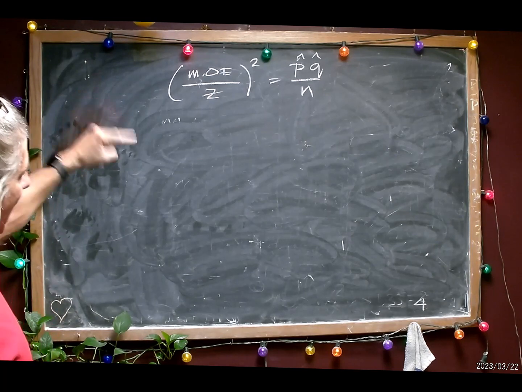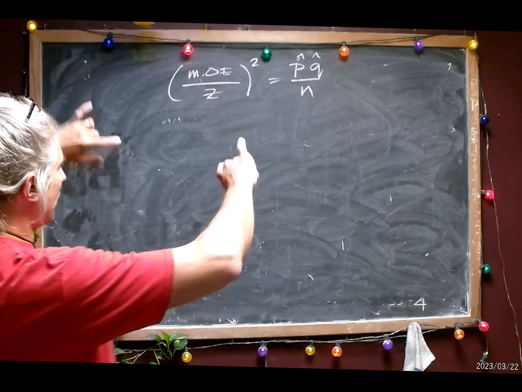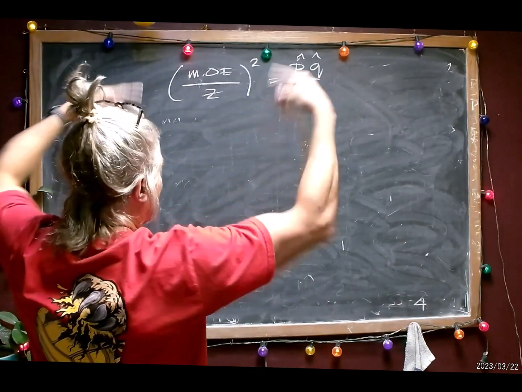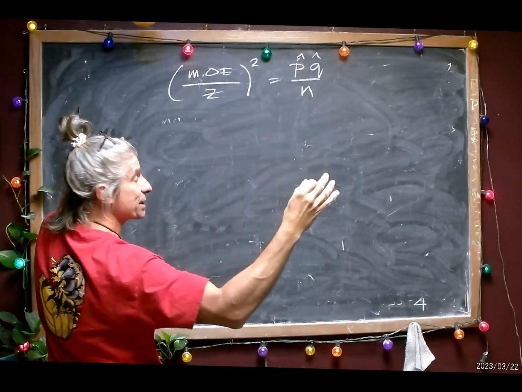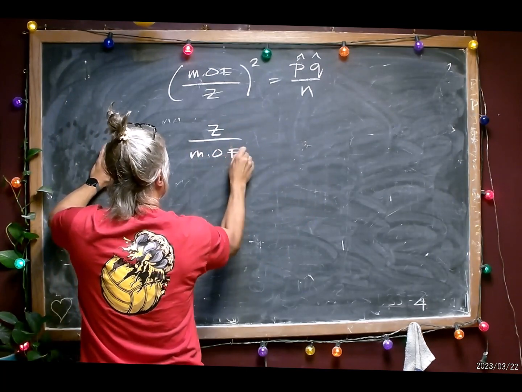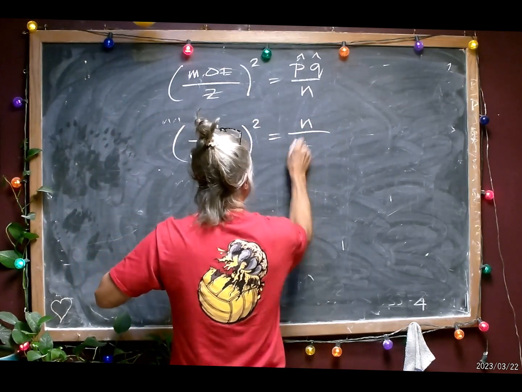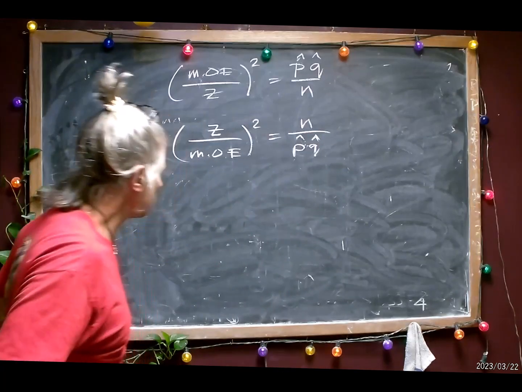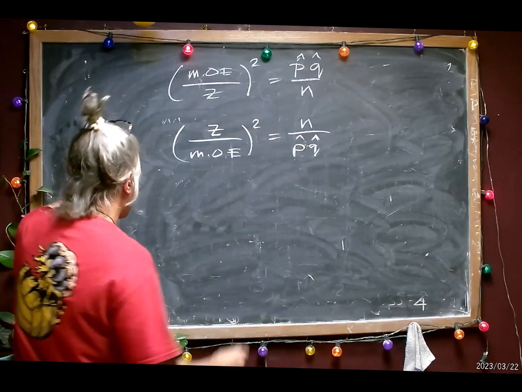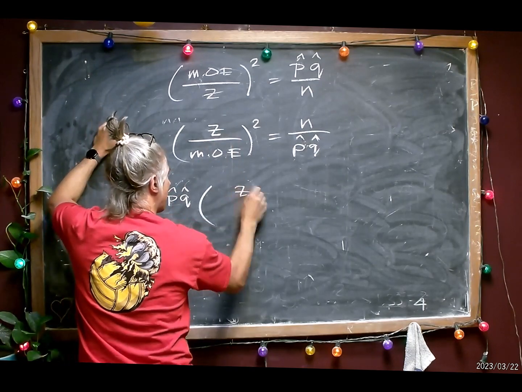So n's in the denominator. I'm going to use an old school algebra skill that if you have a proportion, which is what we've got right here, you've got a fraction equal to a fraction, I can invert both the fractions and the proportion is still true. It still equals. So I'm going to put z over the margin of error squared equals n over p hat q hat. All right, this is looking great. And then all we've got to do is move the p hat q hat to the other side. That's going to be p hat times q hat times all this.